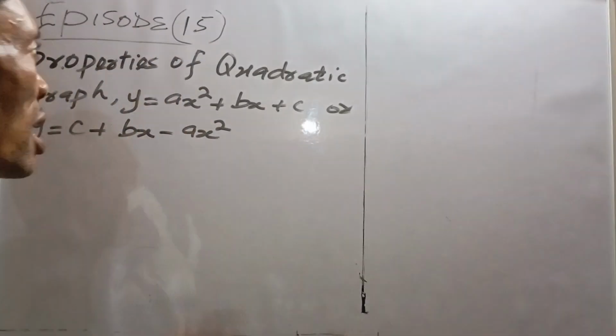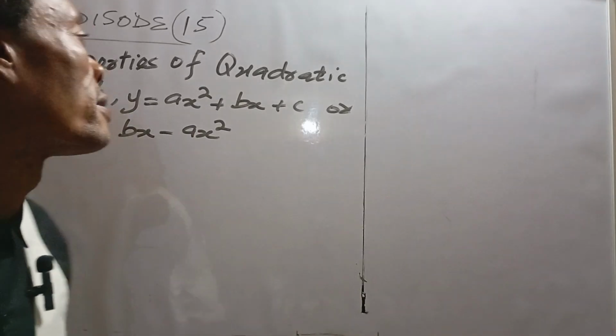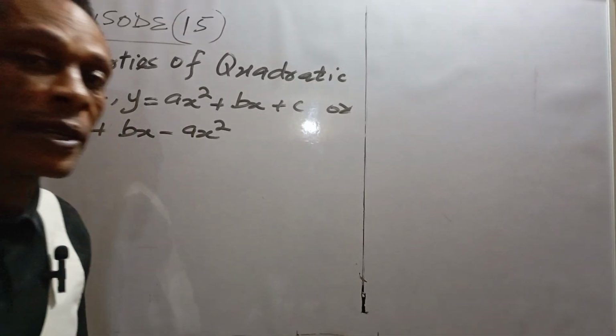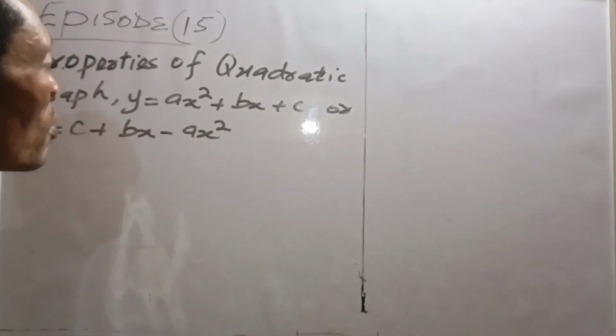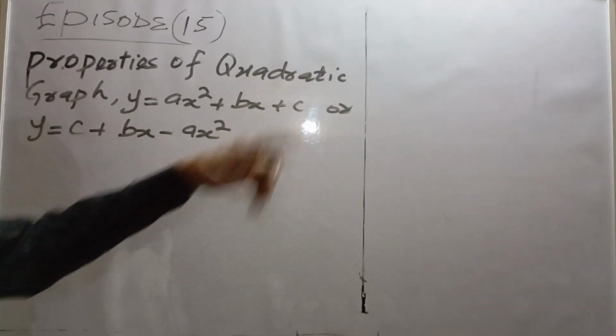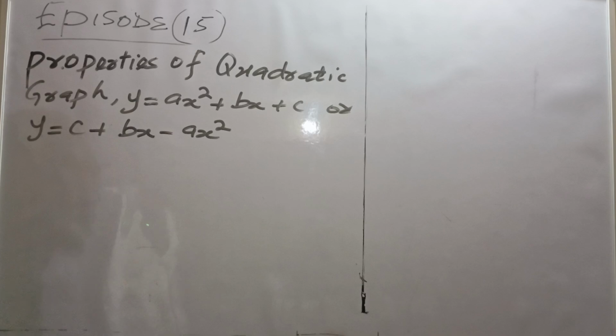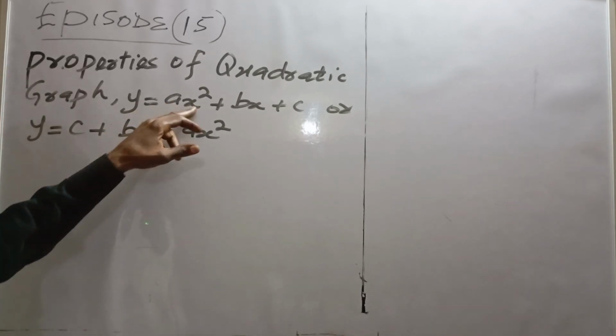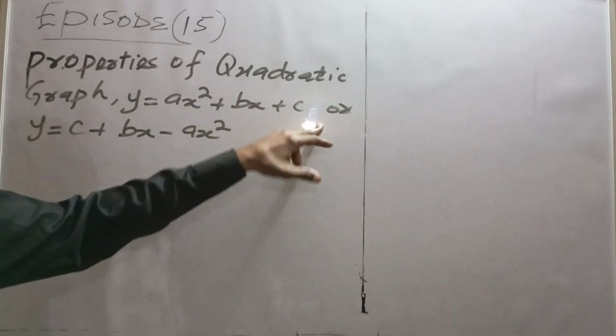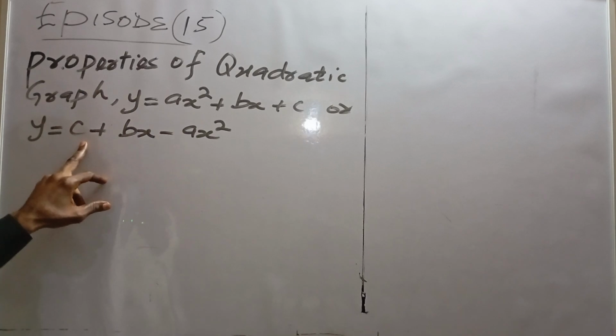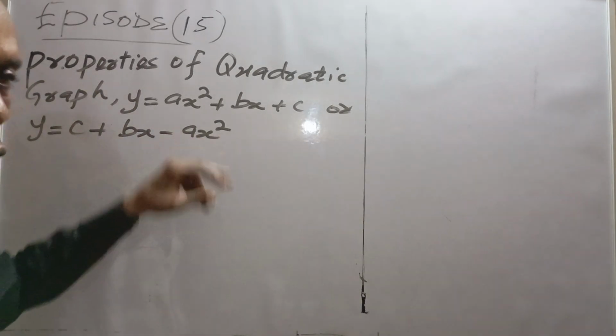So let's consider episode 15. And what is there? It's the properties of quadratic graph. Properties of quadratic graph: y equals ax squared plus bx plus c, or y equals c plus bx minus ax squared.